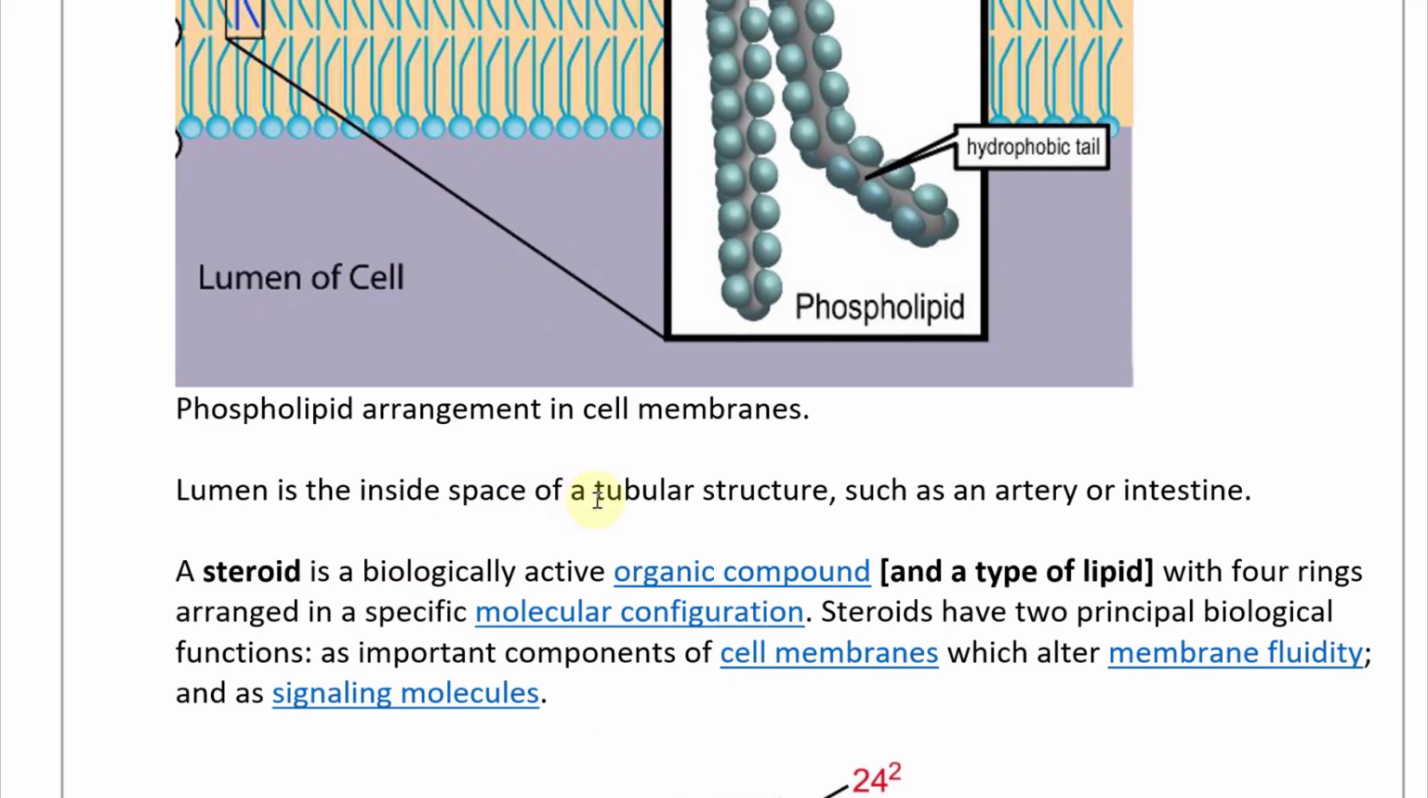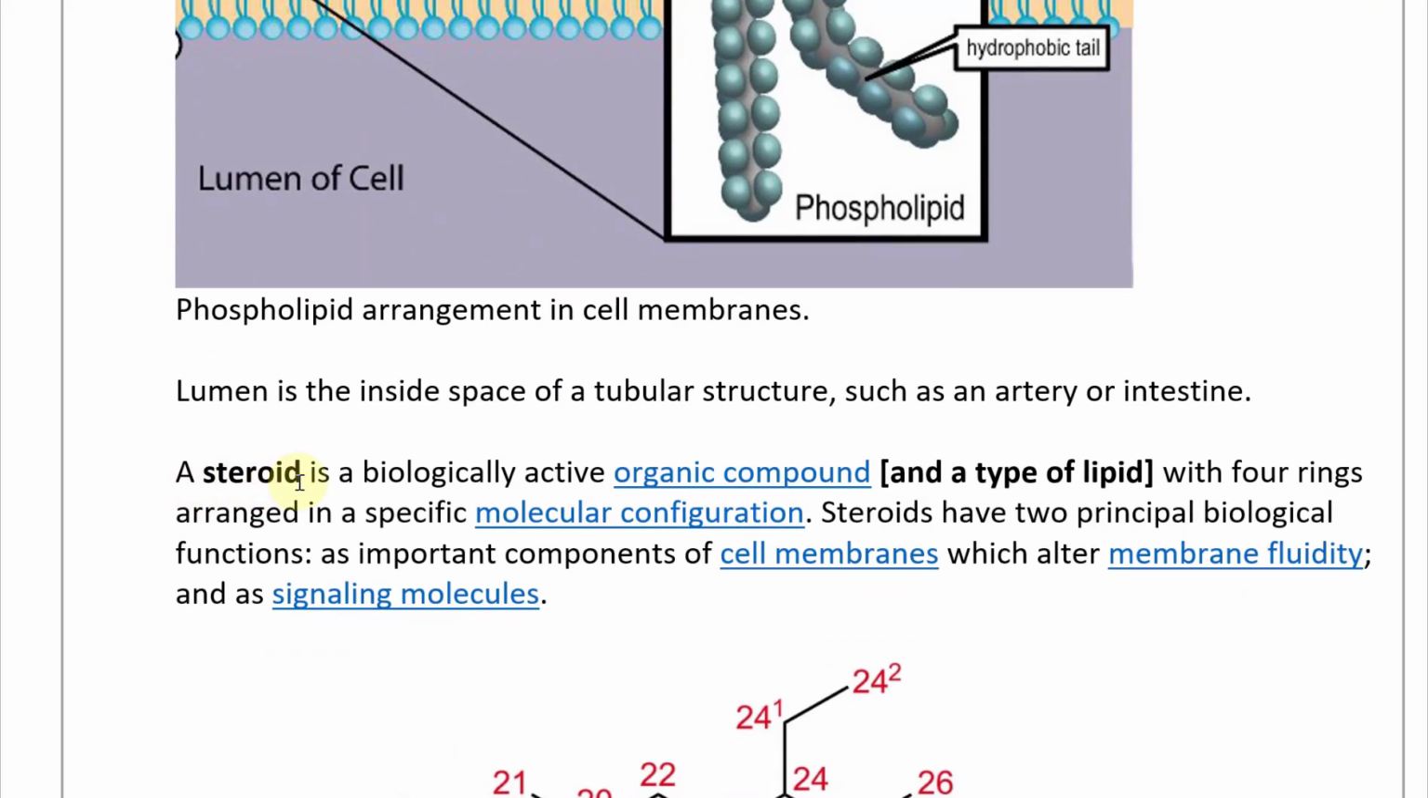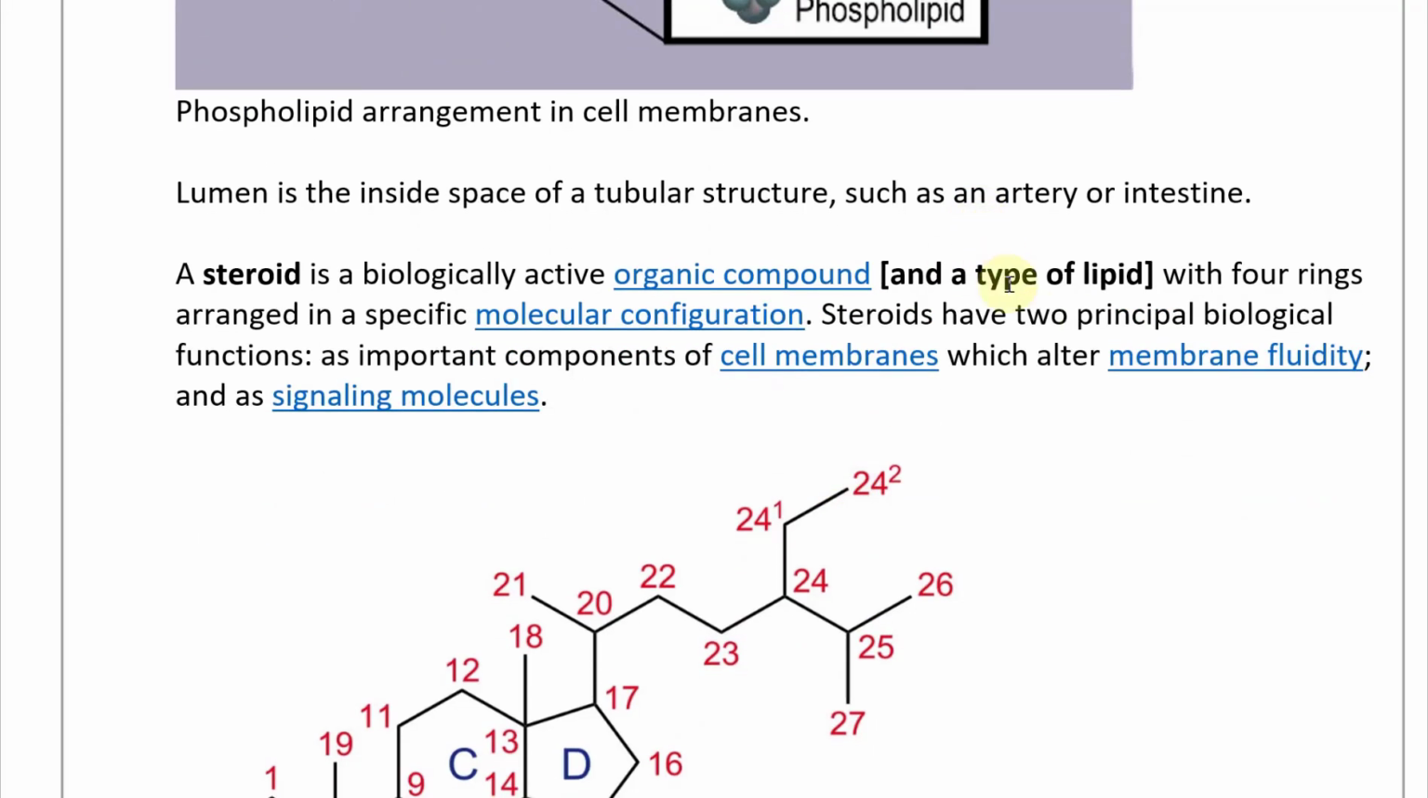Lumen is the inside space of a tubular structure, such as an artery or intestine, or even a cell right here. A steroid is a biologically active organic compound and a type of lipid with 4 rings arranged in a specific molecular configuration. Steroids have 2 principal biological functions: as important components of cell membranes, which alter membrane fluidity, and as signaling molecules.